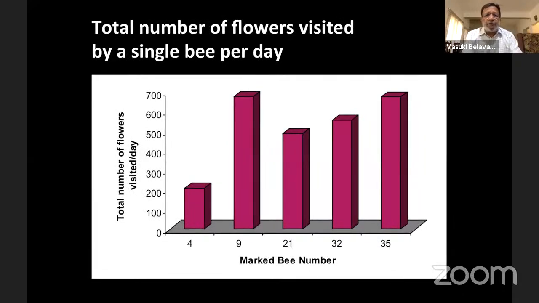Now, the total number of flowers visited by a single bee per day. These are individual bees which were marked, and we had given numbers for them. It varies from about 250 to some visiting about 700 flowers with so many trips. Some make 3 or 4 trips, or even 7 trips, and visit about 700 flowers. So it is greatly variable, but on average, a single bee visits at least about 100 flowers.